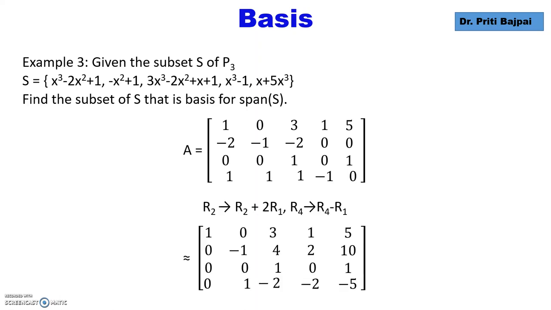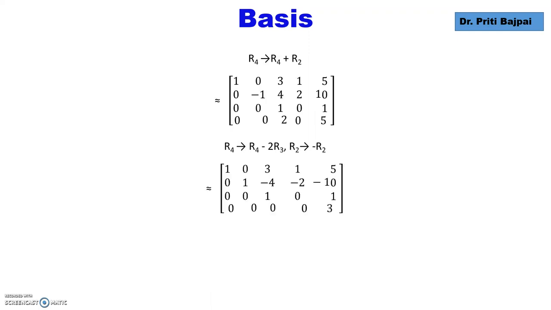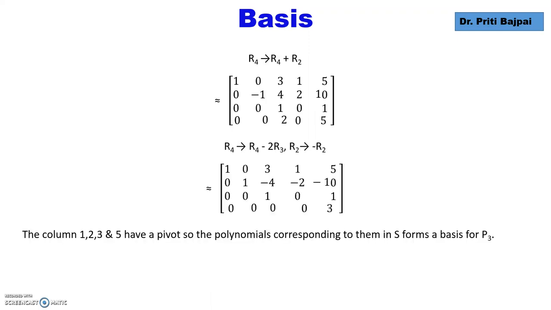When we do the row elementary transformations and bring it to the row echelon form, the final matrix which we get is given here. We see that the first column has a pivot, the second one has, the third has a pivot, the fourth column does not have a pivot, and the fifth column has a pivot. So, this subset S does not form a basis for the vector space P3, but it does form a basis for the span of S.